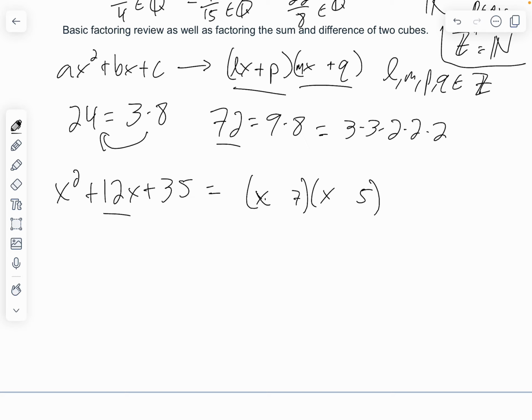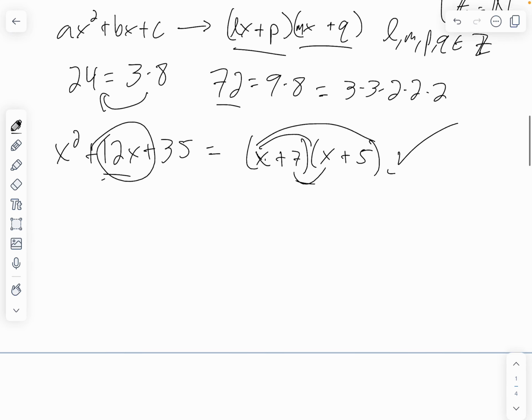So now I know it's all going to be plus because you're just foiling in your head. X times x, x squared, perfect. X times 5, 5x. X times 7, 7x. 5x and 7x makes the 12x, and then 7 times 5, 35. That is the factoring for x squared plus 12x plus 35.